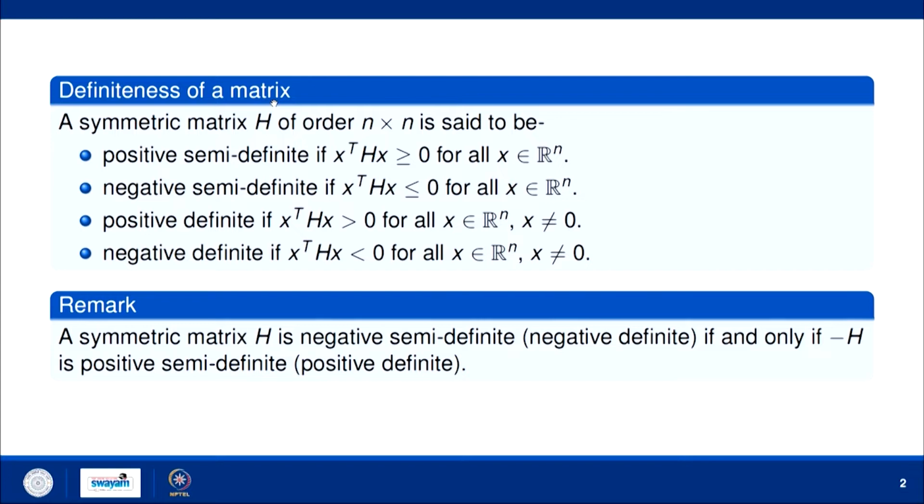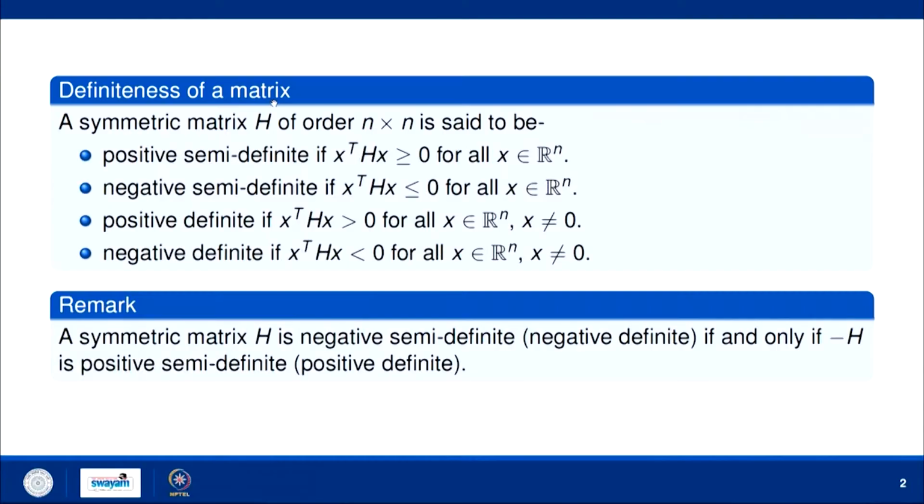When can we say that a given square symmetric matrix is positive semi definite, positive definite, negative semi definite or negative definite? So, here is the definition: a symmetric matrix H of order n cross n is said to be positive semi definite if x transpose H x is greater than or equal to 0 for all x belongs to R n. If this sign is reversed, that is less than or equal to 0 for every x belongs to R n, then this is called negative semi definite.